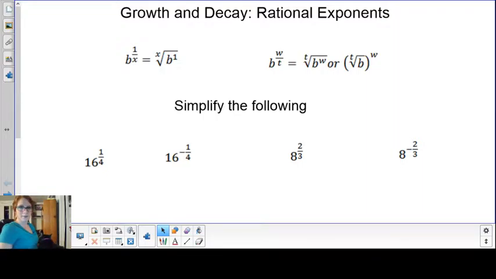So today we're gonna go into growth and decay of rational exponents. Before we really get into the growth and decay part, I want to talk about the rational exponent part. Okay, first up is when you rewrite an expression that has an exponent as a fraction. That's what rational means, fractions.